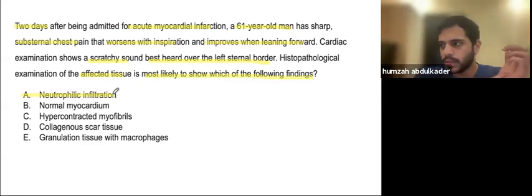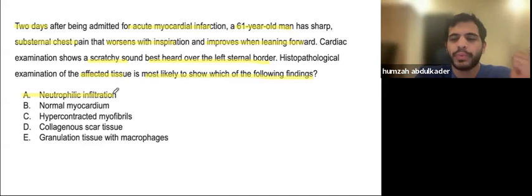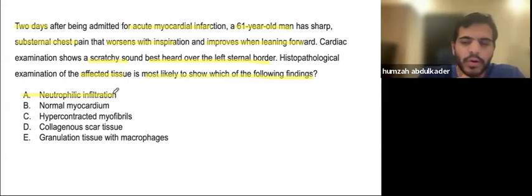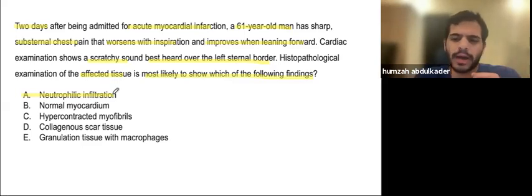Okay, because what will happen is they'll bring a clinical vignette and they'll say, okay, 7 days after MI, which of the following cells will you find here? Or what complication will you have here?